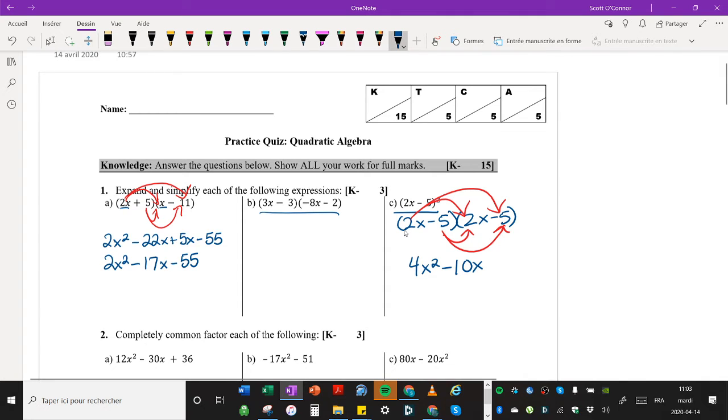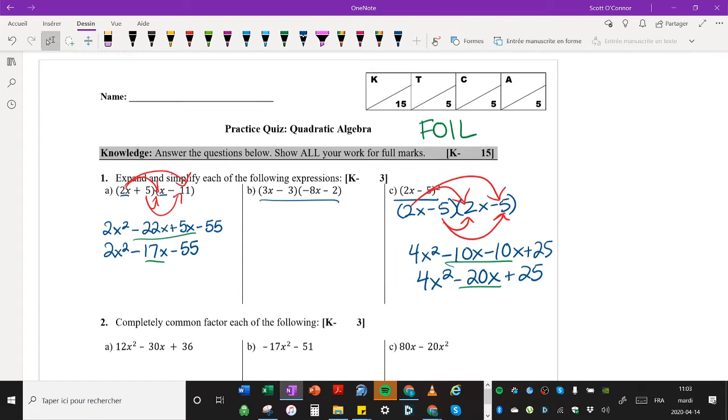2x times negative 5 gives me negative 10x. Negative 5 times 2x gives me negative 10x. Negative 5 times negative 5 gives me positive 25. I then get 4x squared minus 20x plus 25. Okay, and so you can see in these cases we've expanded and then simplified. The simplify is happening when we combine these terms, that's the simplification. And we do this using FOIL: first, outer, inner, and last.